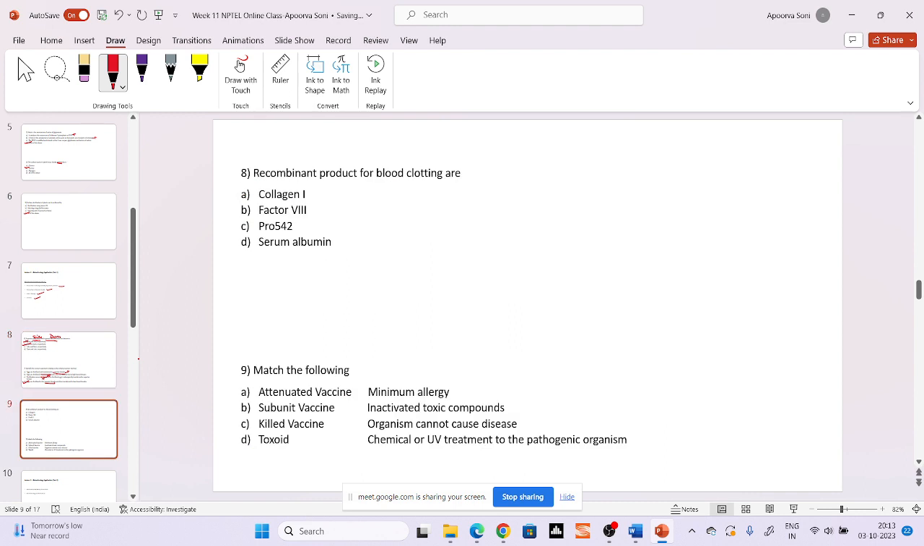Then, recombinant product for blood clotting is: collagen 1, factor 8, pro 542, serum albumin. Factor 8. Factor 8 is the correct answer. Okay. Then we come to this matching. So try to see and then try to solve it.